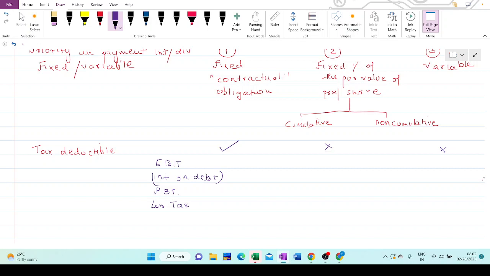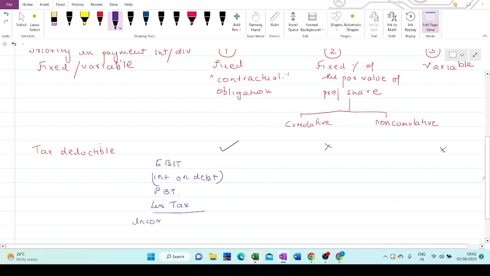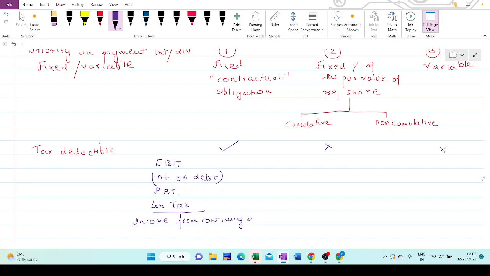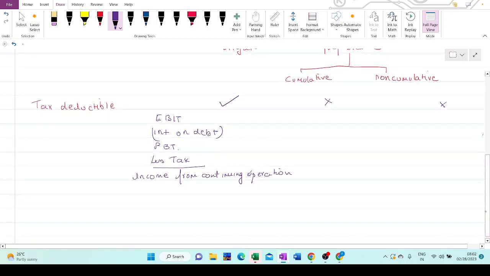Once we deduct tax from PBT, what do we get? We get income from continuing operations. Now, are preferred dividends tax deductible? No, they are not tax deductible. They do not reduce our PBT. Where are preferred dividends shown in the income statement?